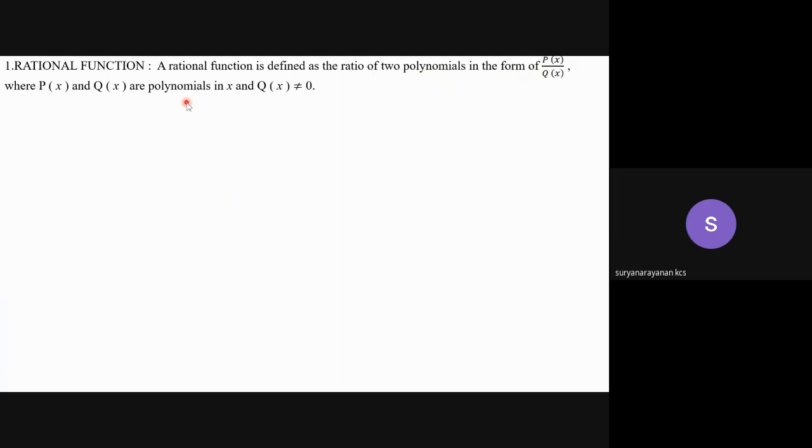You have already learned rational numbers. Similarly, a rational function is a ratio of two polynomials. In the numerator there is a polynomial in x, and in the denominator also there is a polynomial in x, and the denominator is not equal to 0. This is the definition of a rational function, just like a rational number.